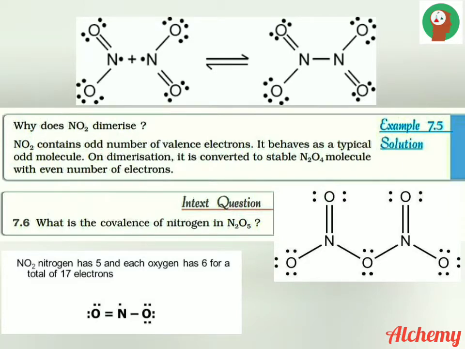Second question, what is the covalency of nitrogen in N2O5? To find the covalency of nitrogen, just count the number of bonds made by nitrogen, and the answer is 4.